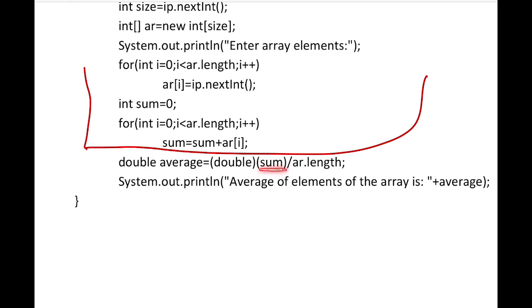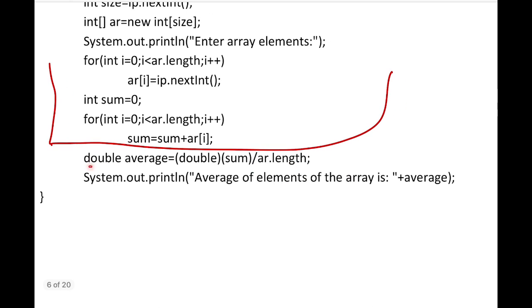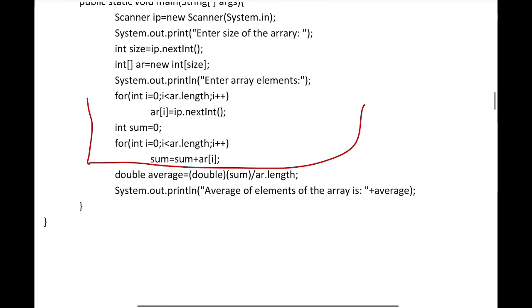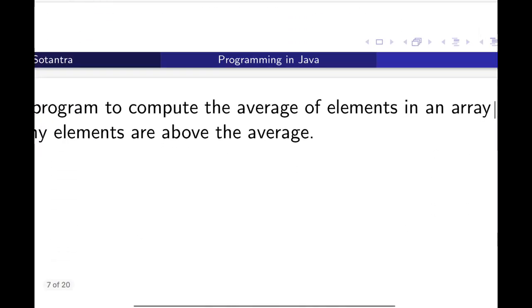So sum is one integer, and if we want to find the average in double or real numbers, then convert this sum to real number using typecasting. So for that we are writing here double before sum, then division AR dot length. Then after this statement we are writing system.out.println average of elements of the array is average. So it is going to display the value of average that is computed here. I hope this is clear. It is a simple one. Now we will proceed to the next program.